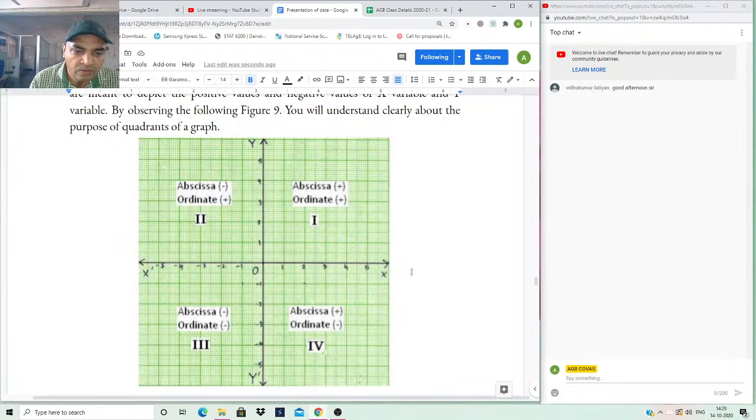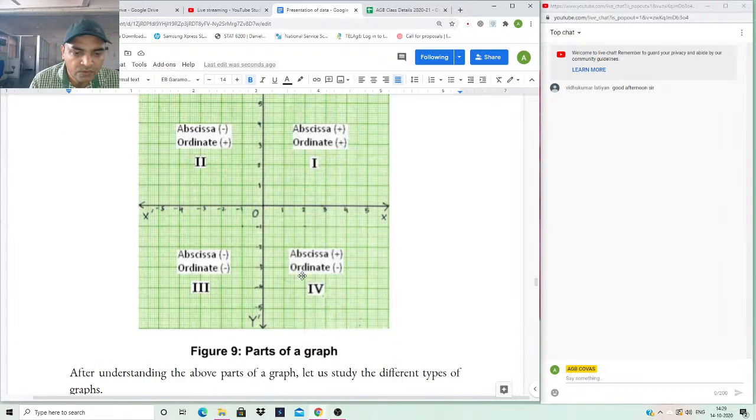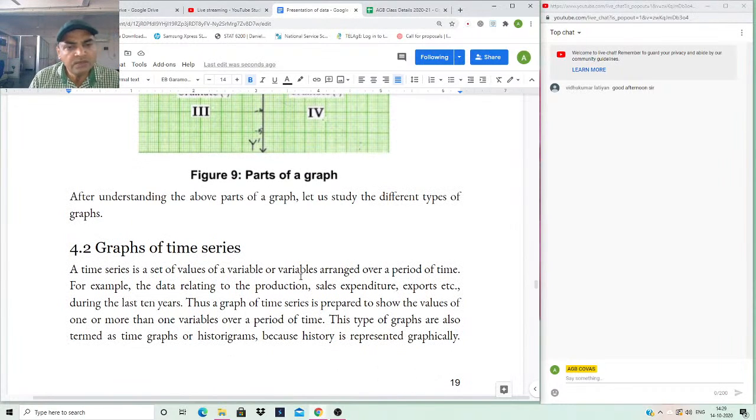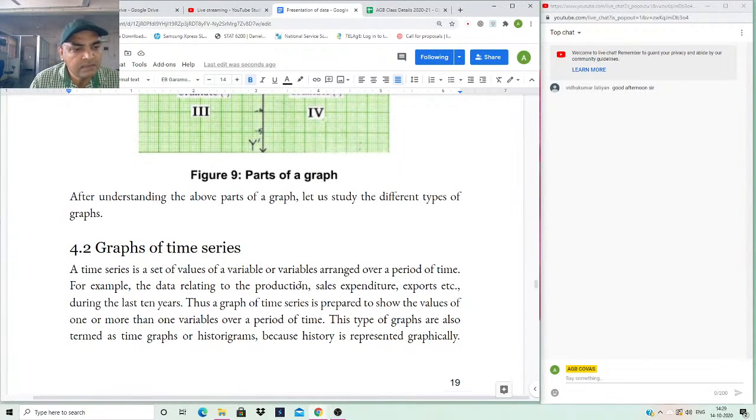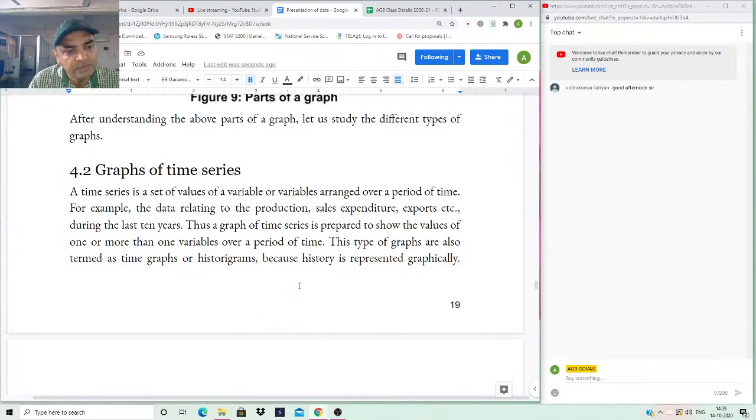These are the two perpendicular lines, and they intersect each other at the origin. After you have understood what the axes are, now let us start with the graph of time series.